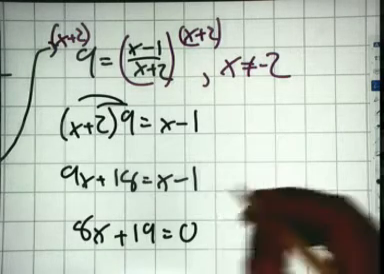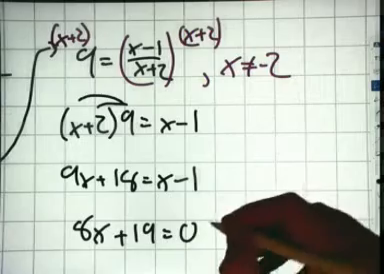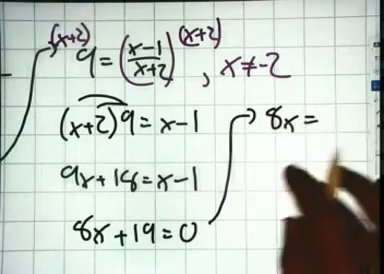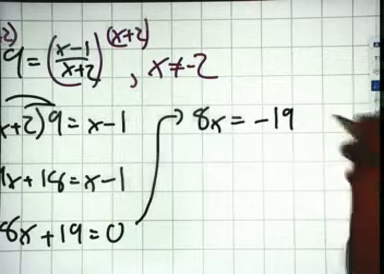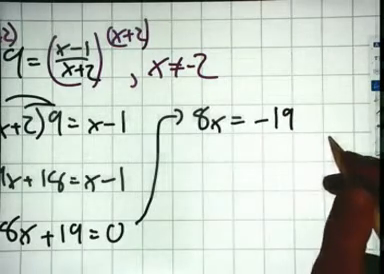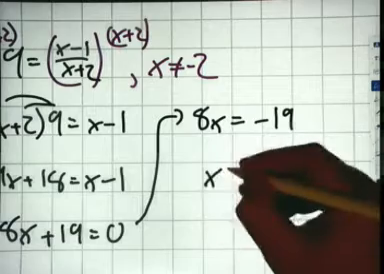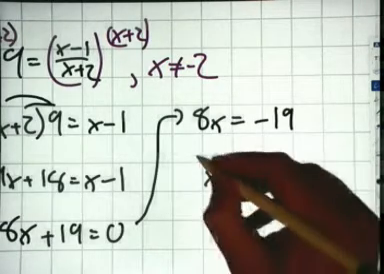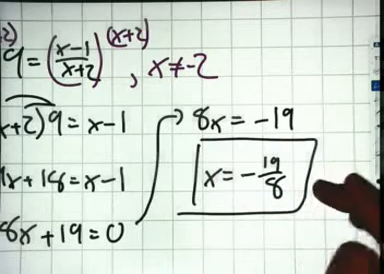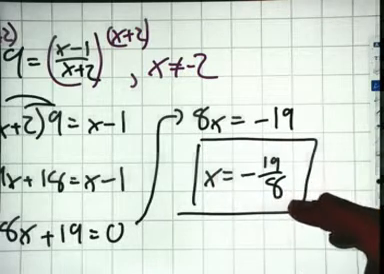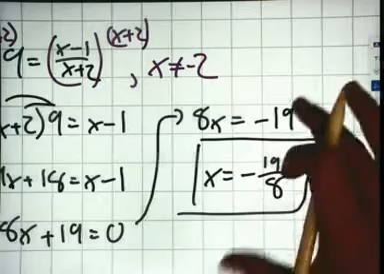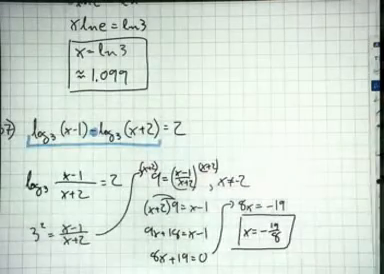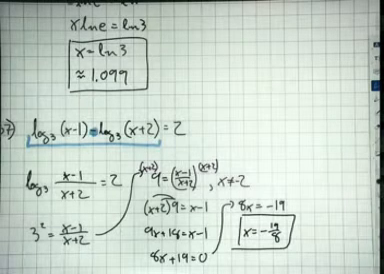I could have subtracted 18. So that gives us 8x is equal to negative 19, which then means that x is equal to negative 19/8. Negative 19/8. So how do we check that in our calculator?